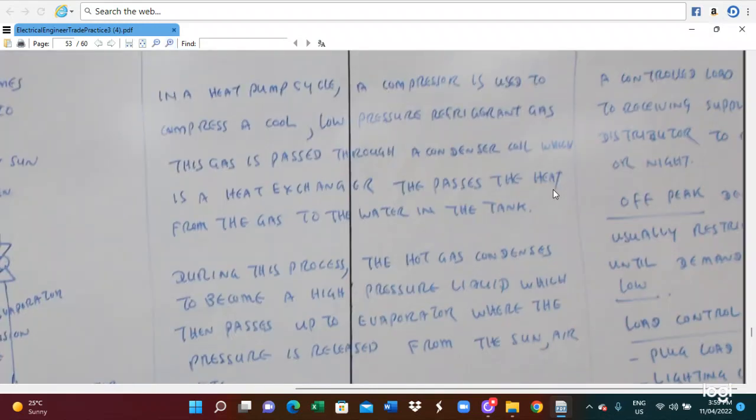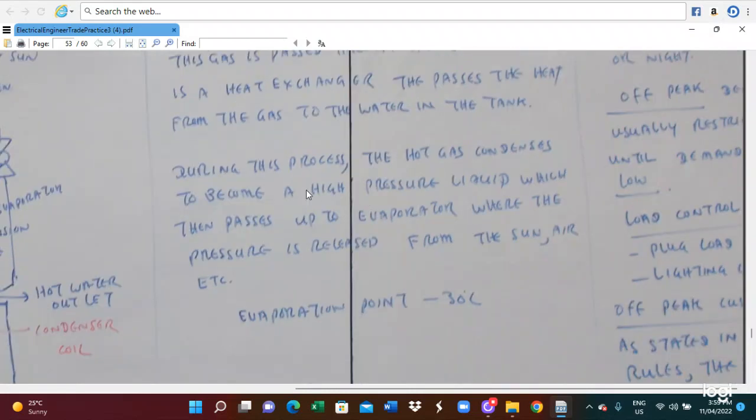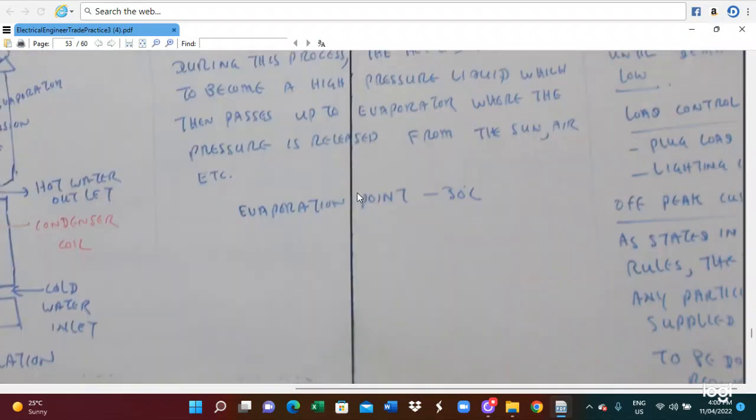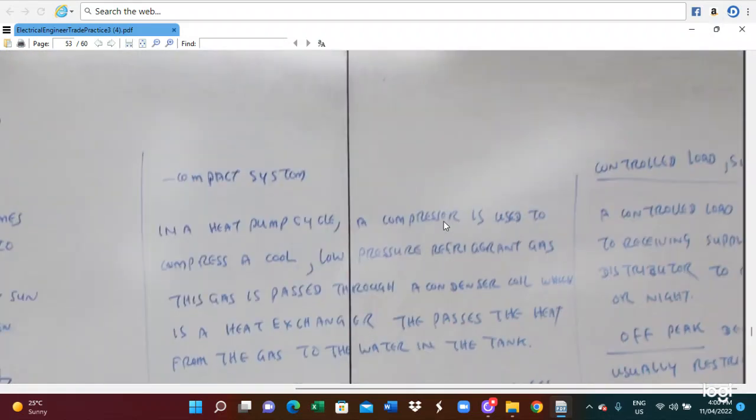A compressor is used to compress a cool, low pressure refrigerant gas. This gas is passed through the condenser coil, which is a heat exchanger, where it passes the heat from the gas to the water in the tank. During this process, the hot gas is condensed. It becomes a high pressure liquid, which then passes to the evaporator, where the pressure is regulated from the outside air. In this case, the evaporation point is at 30 degrees centigrade. So we also utilize an off-peak water system to control load.